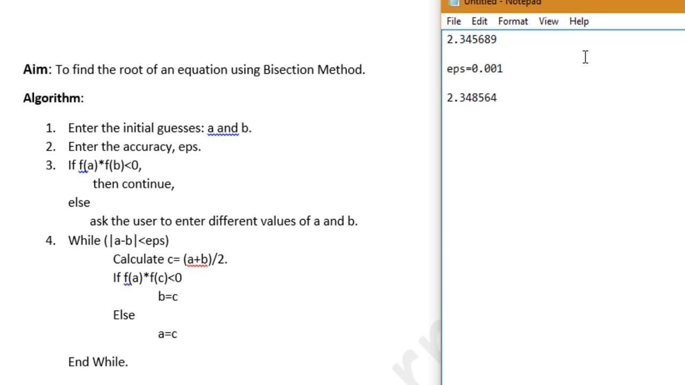And if a user enters an accuracy of 0.0001, then the result that the computer returns would be correct up to 3 decimal places. Alright, so just keep that in mind.